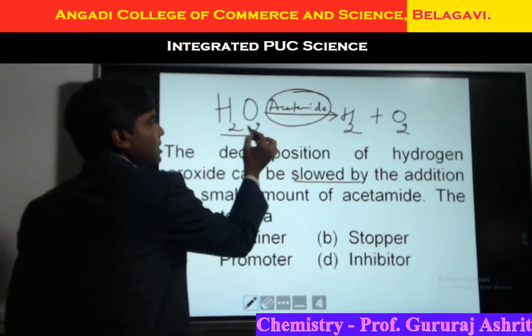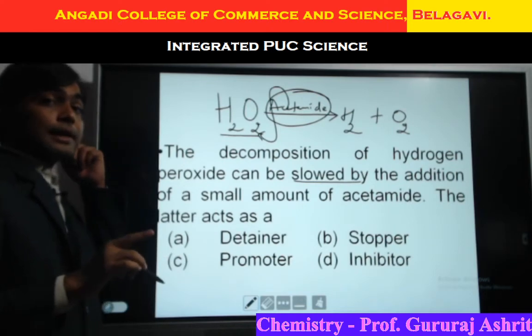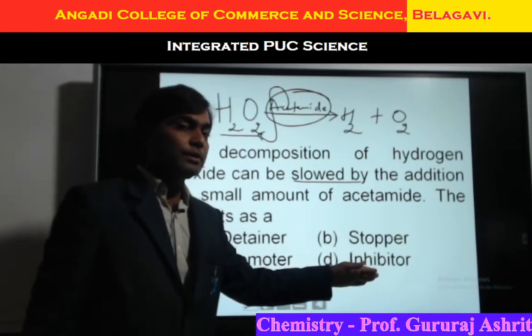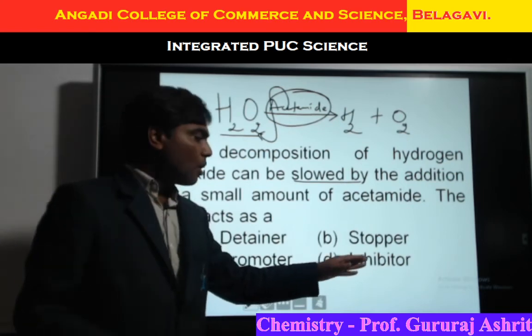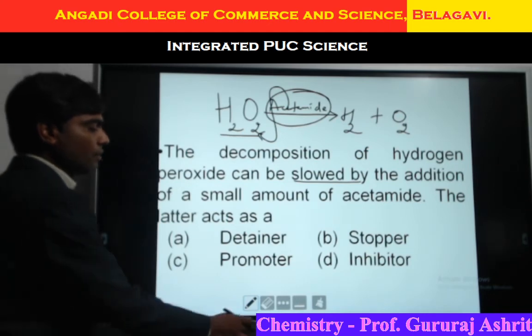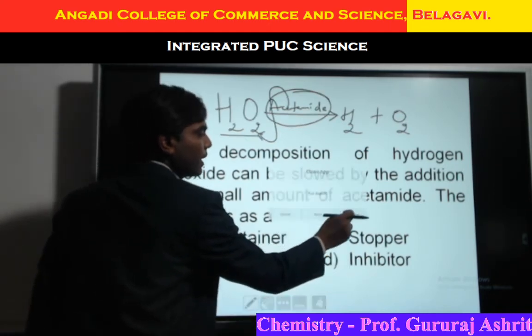H2O2 itself acts as a catalyst. This acetamide is acting as a catalytic inhibitor. So what is the function of a catalytic poison, which is also called an inhibitor? It decreases the efficiency of the catalyst. Hence the answer 4 is correct. Okay. Next question.